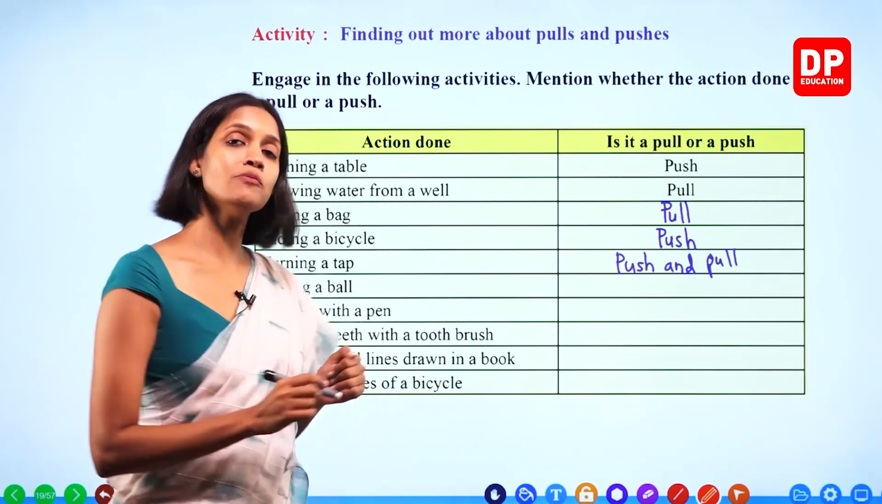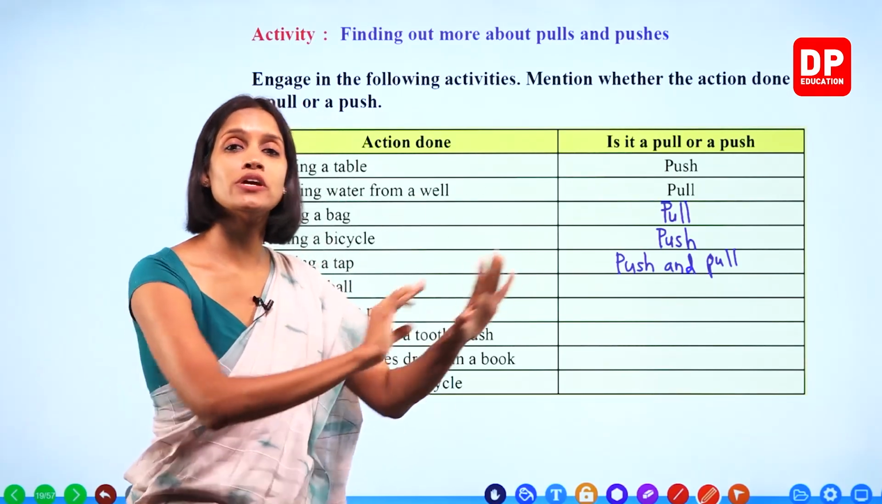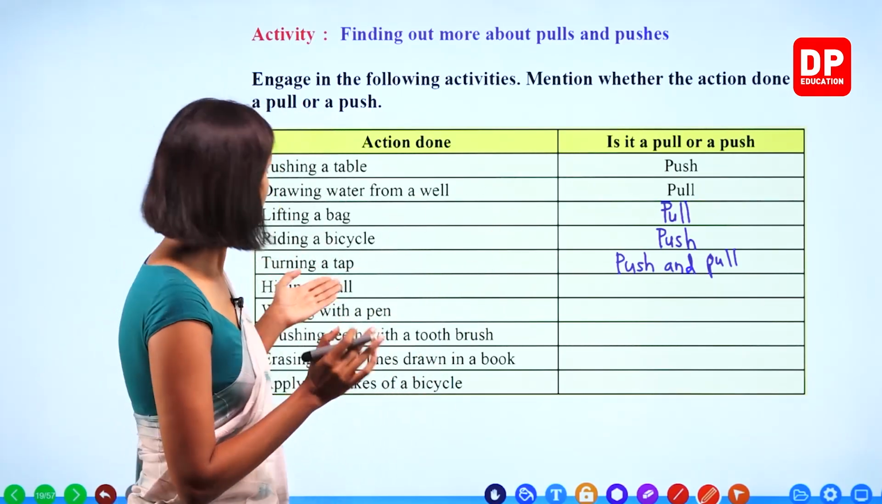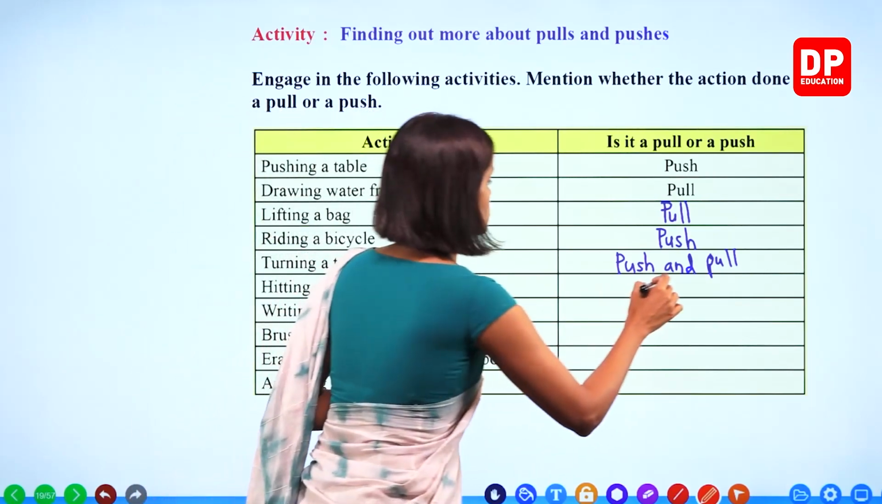Hitting a ball, or throwing a ball, they are all pushes.